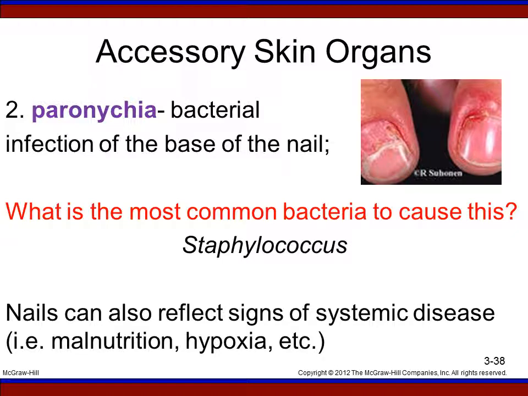Fingernails and toenails can be reflective of other systemic disease as we go through the semester, and you can learn to look at the nail bed. It can help with hypoxia, low oxygen, malnutrition. Streaks or lines across the nail can refer to different types of vitamin deficiencies, so they can offer clues as to what might be going on with somebody.